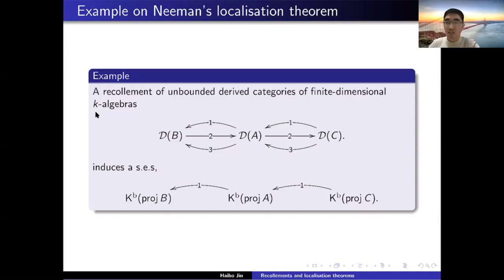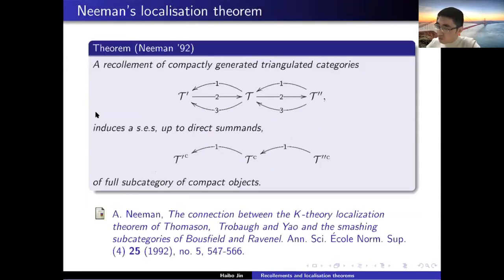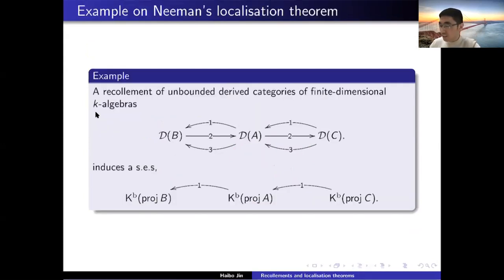They are the same. Also, I want to say that in Neeman's theorem, we need to take direct summands. This is because usually you take the Verdier quotient of T^c over T'^c, and this category may not be idempotent complete. But for the algebra case, this K^b(proj A) over K^b(proj C) is always idempotent complete. So it's just a short exact sequence.